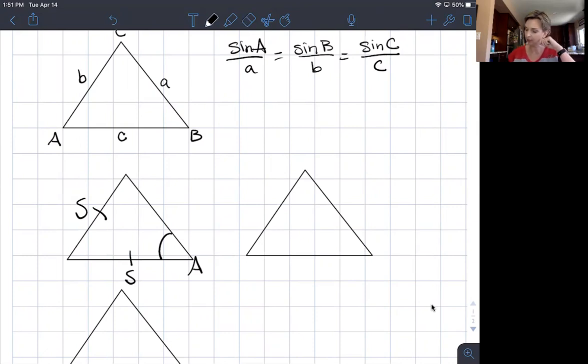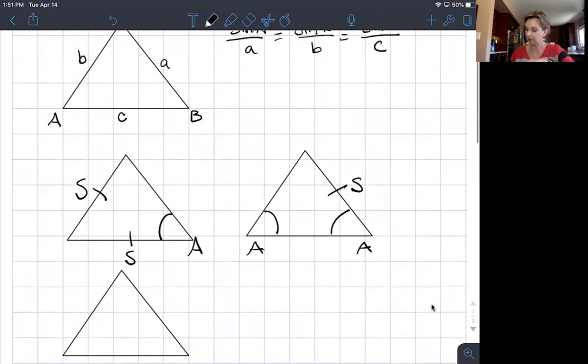Another example would be if we know an angle, an angle, and a side. So in those two cases, we know three pieces of information, and that's going to help us solve for the rest of the triangle. So let's erase this one.